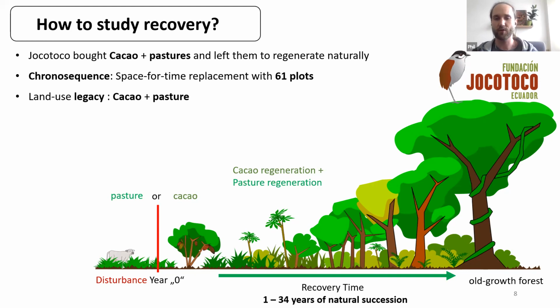I have 61 plots in total for it. We also have year 0, which is basically currently ongoing cacao or pasture plantation. And as a sort of end goal, we also have old growth forest plots to compare these trajectories. And we can nicely distinguish between two legacies, so we can follow pastures and cacao separately in their recovery trajectory and see if there are differences between them.